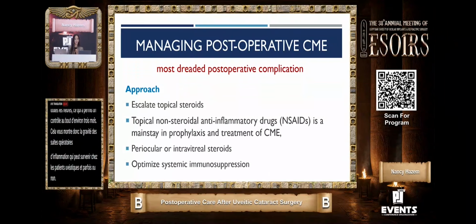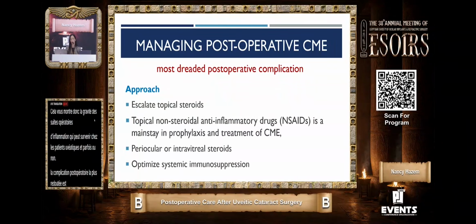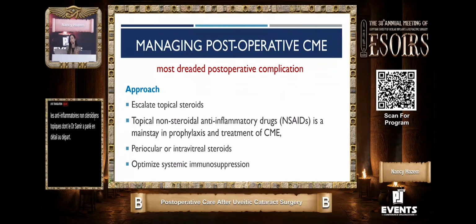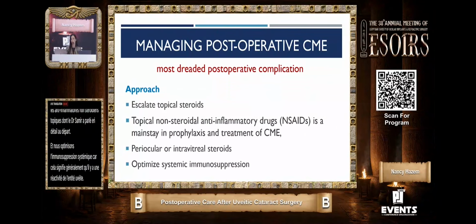The most dreaded post-operative complication is the disrupted blood-retinal barrier that will result in CME, and this is why we emphasize the importance of an OCT for follow-up. For these cases, we escalate topical steroids, and we add topical non-steroidal anti-inflammatory drugs that Dr. Samir talked about in detail initially. And we optimize systemic immunosuppression, because this usually means that there is reactivity of the uveitis entity, and we avoid delays in the treatment so we can improve our outcomes.